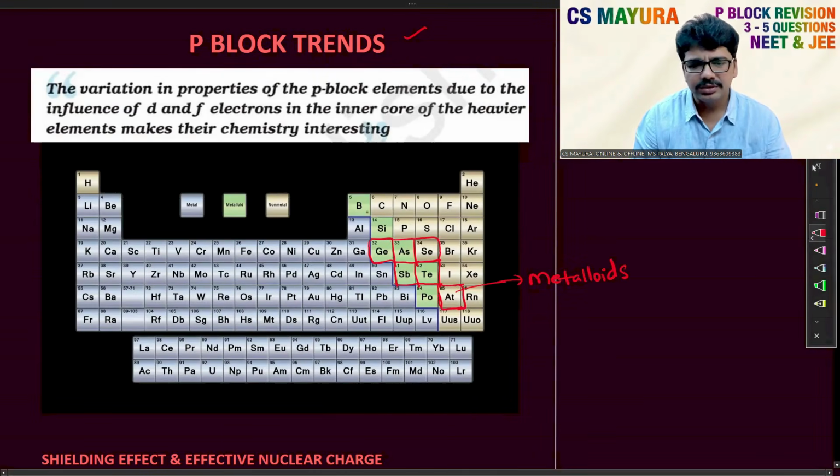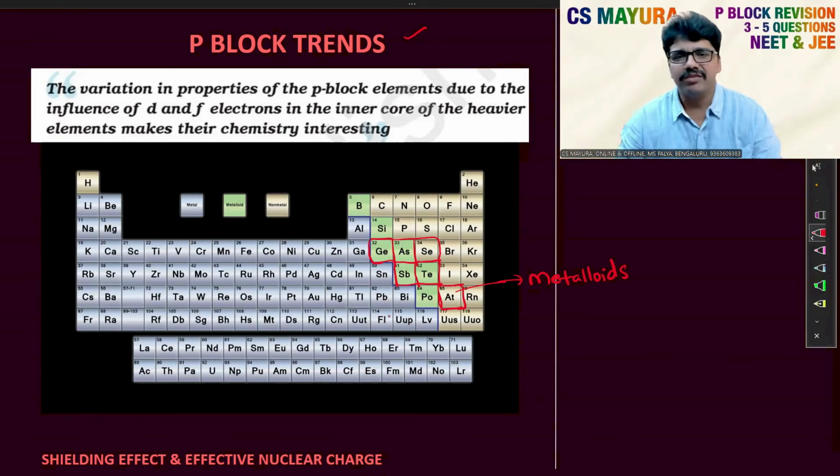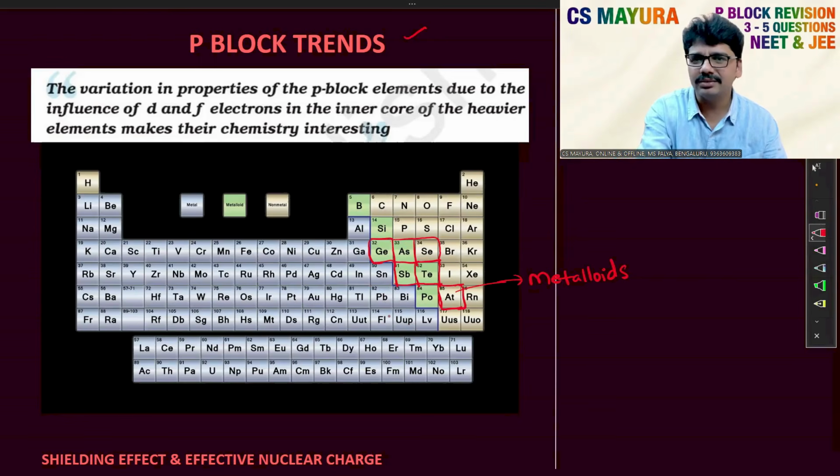Here, 13th group element boron is a non-metal, remaining all elements are metals. In 14th group elements, carbon and silicon are non-metals, germanium is a metalloid, and tin, lead and flerovium are metals. So here we have an ambiguity. Carbon is non-metal, it's perfect, but is silicon a metal, a non-metal or a metalloid?